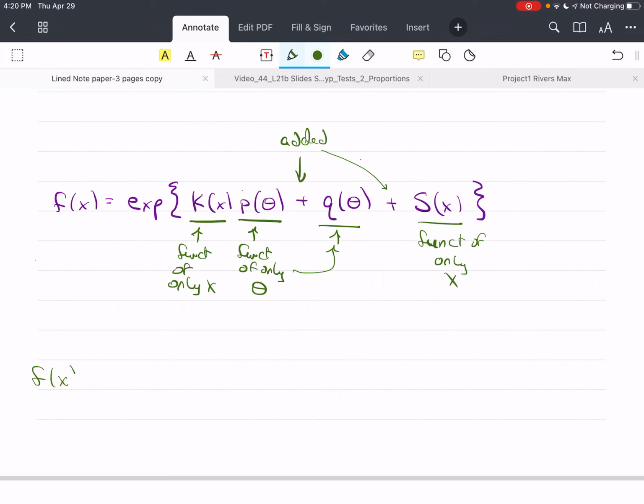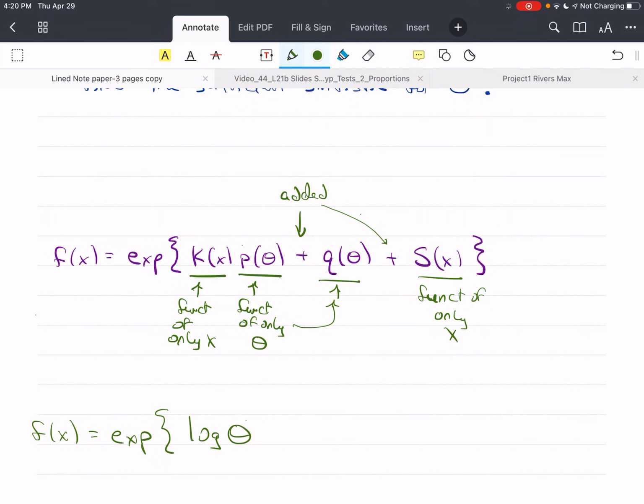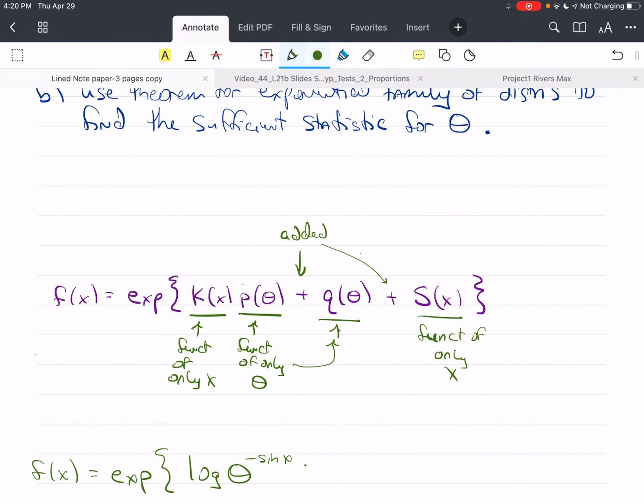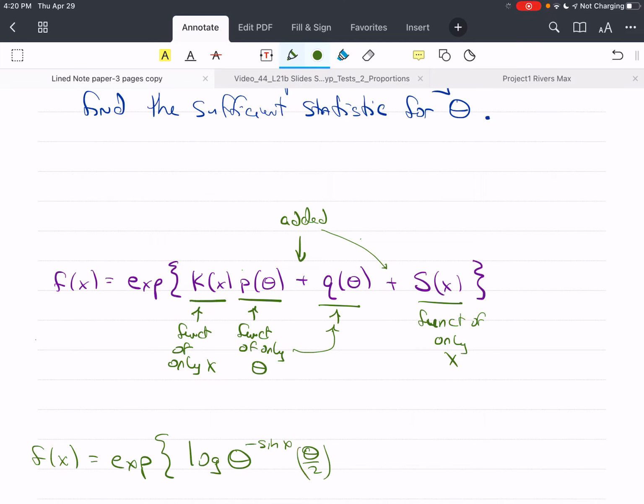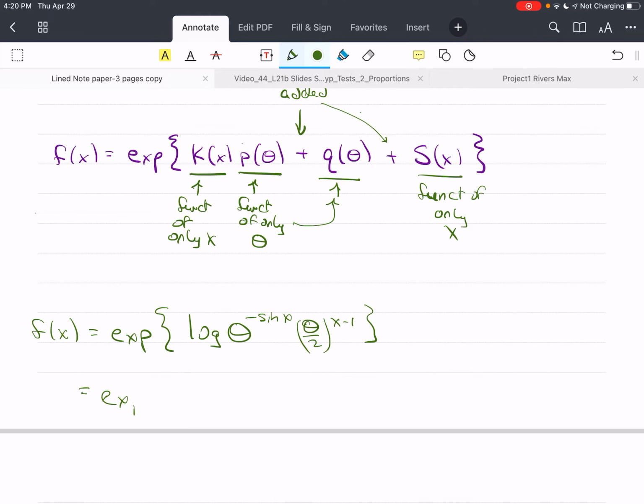We've got f of x is equal to, now I'm going to take the exponent and then inside that I'm going to take the log of f. And f is, let me make sure, theta to the negative sine x times theta over 2 to the x minus 1. And then I use the property of logarithms: log of theta to the negative sine x plus, because it's multiplied here, log of theta over 2 to the x minus 1.